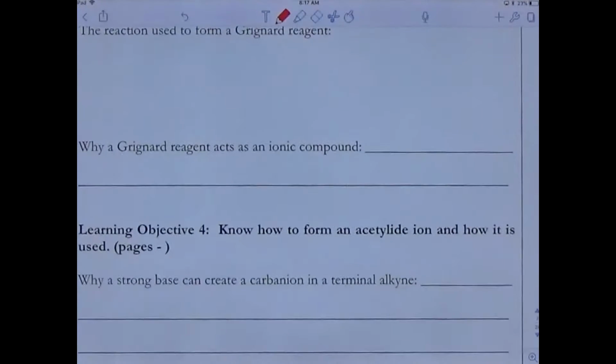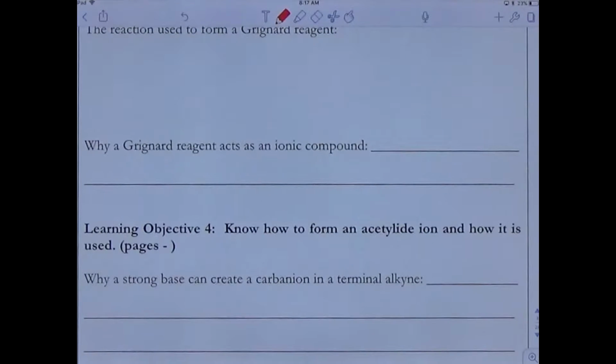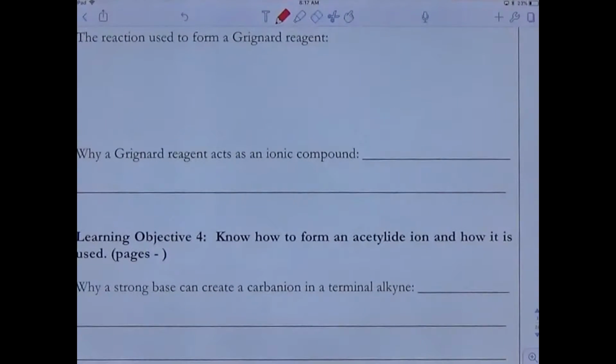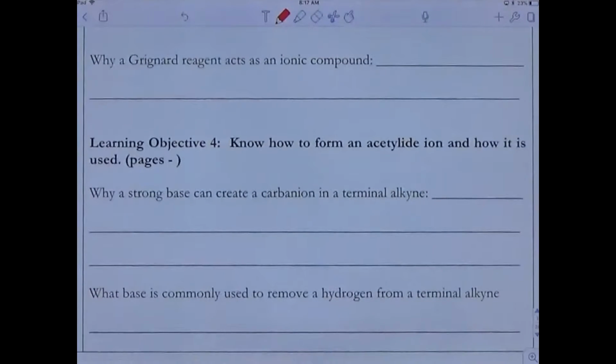We'll just fill in what we had done before. Why does a Grignard reagent act as an ionic compound? Metal, non-metal, yeah. You've got such a huge difference in electronegativity that it's ionic.